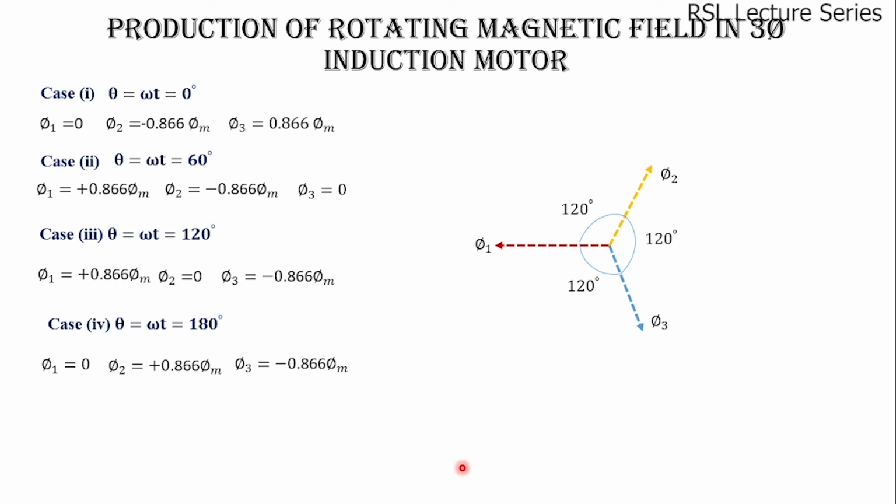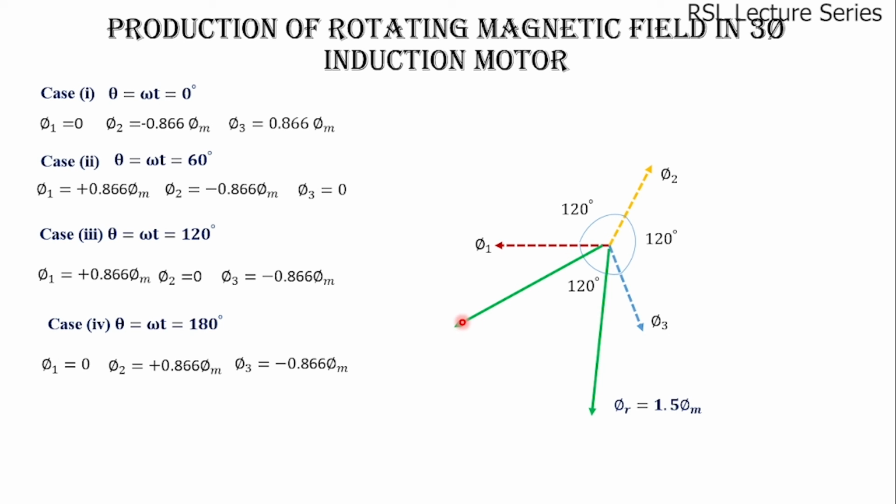So for the first case we have to draw phi 2 negative and phi 3 positive. So phi 2 negative means this one, phi 3 positive and the resultant. Okay, this is the resultant and the magnitude is 1.5 phi m. So in case 2, phi 1 positive, phi 2 negative. So here and here. Okay, this is the resultant. So this was the first position. Now in case 2 it has been shifted by an angle of 60 degrees.